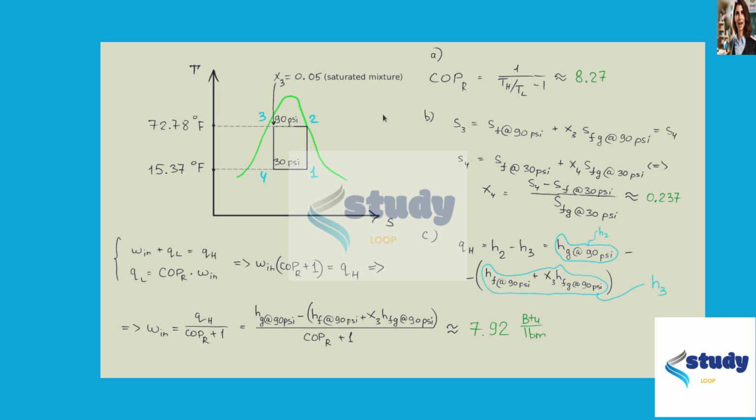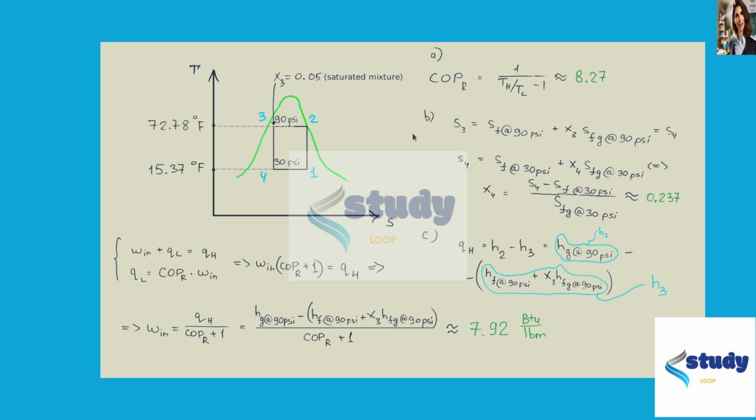Let's first find the coefficient of performance of the refrigerator. This is formula 11-7. TH is the temperature of the heatsink. TL is the temperature of the low temperature source. Please note that both TH and TL are expressed in kelvins, not in degrees Fahrenheit. So you'll have to convert these values into kelvins. The answer is approximately 8.27.